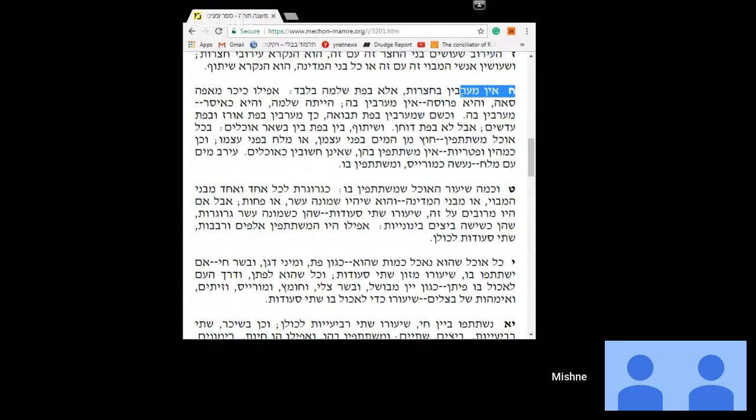הלכה ח' אין מערבים בחסרות אלא בפת שלמה בלבד. אפילו כיכר מאפה שאה והיא פרוסה, אין מערבים בה. So, the Eruv Haserot is done specifically with a full loaf of bread, with a non-cut loaf of bread. Even a very large loaf of bread that is cut into many pieces cannot be used for Eruv. However, a very small loaf of bread that was very, very small, but it was full, meaning it was uncut, may be used for Eruv.